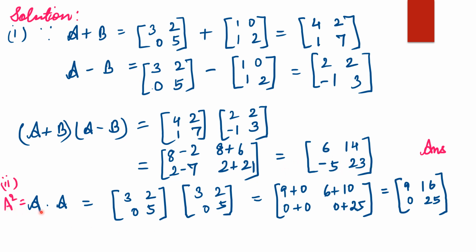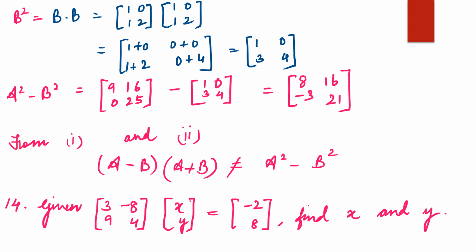Now A square is equal to A into A, that is 3205 into 3205, and it will give you the answer as 9, 16, 0, 25. So what we got as A plus B into A minus B is 6, 14 minus 5, 23. Now we are going to find out A square minus B square. B square is 1012 into 1012.